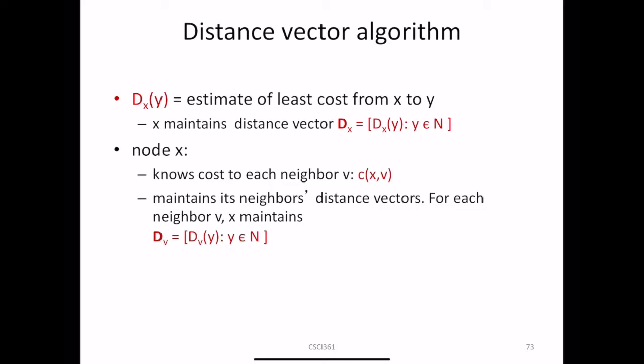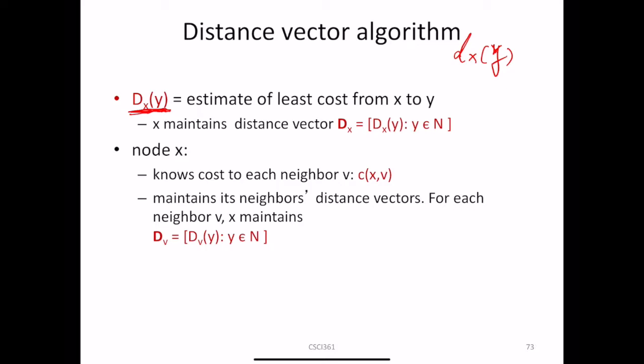Then let's see more details about this distance vector algorithm. So here, since initially we cannot directly to see the ground truth for the least cost path, which is the lowercase d from x to y, therefore, we need this notation. We call it capital D_x(y), which is estimate of least cost from x to y.